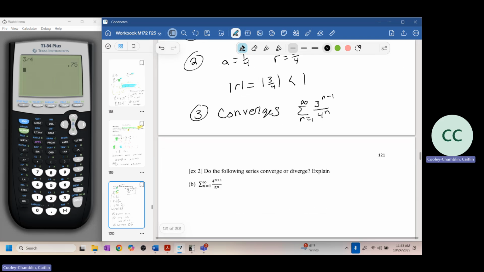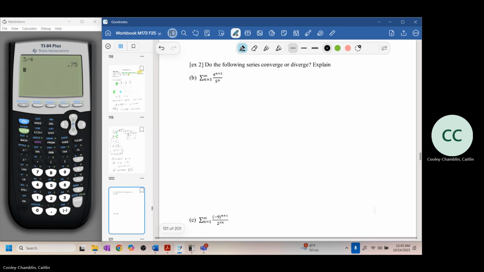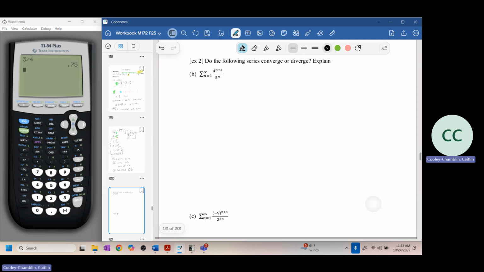So continuing on, go ahead and pause the video and try to do B and C. All right. Welcome back. So B says the summation of n equal 1 to infinity of 4 to the n plus 3 divided by 5 to the n. Does this series converge or diverge?